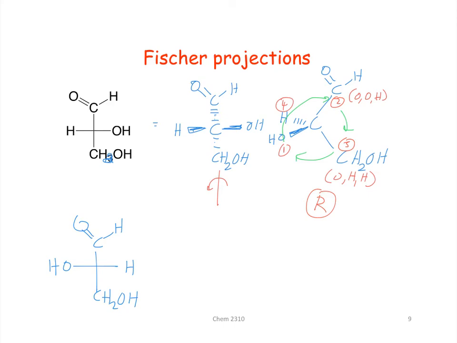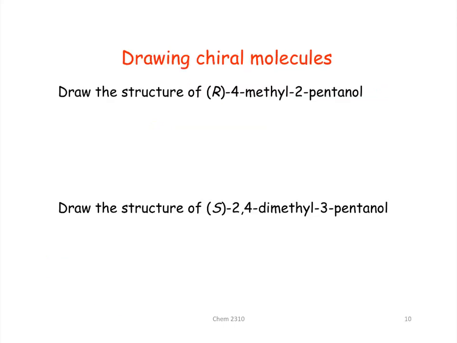Alright, so our last type of problem we're going to do has to do with taking a name and drawing the structure. So we're going to reverse the process here. Here's our name, R-4-methyl-2-pentanol. So how are we going to start out? We're going to start out by looking over here, pentane, so we're going to draw a 5-carbon chain.